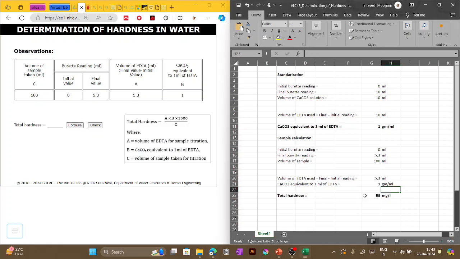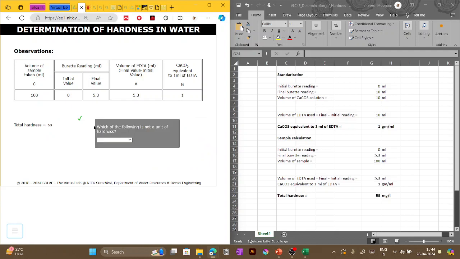The total hardness of the system શું થશે? So this equivalent factor into volume of EDTA used, so એ આપણને આપશે gram mole of CaCO3 divided by sample volume અને એને મિલીગ્રામમાં કન્વર્ટ કરવા માટે into 1000. Okay, so formula is put and we calculated the total hardness of the system, which is 53. So enter that value and check which of the following is not a unit of hardness.